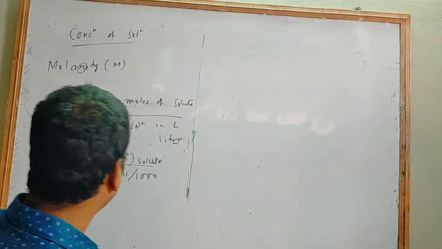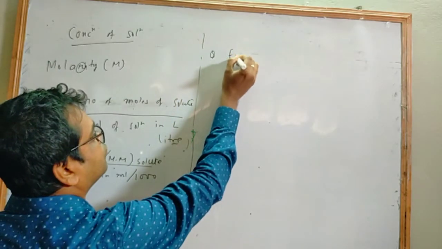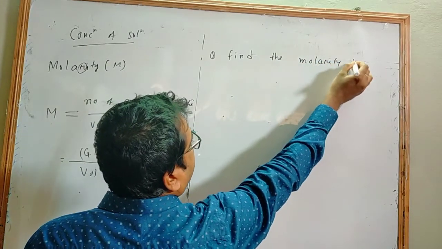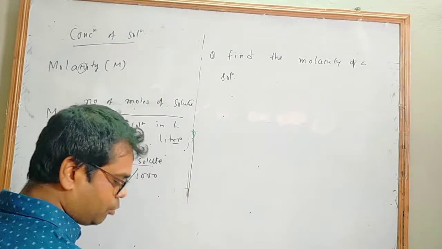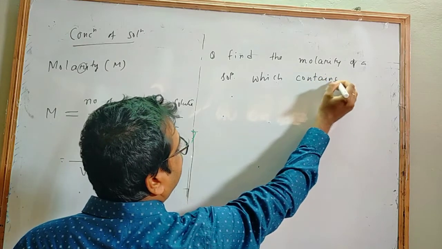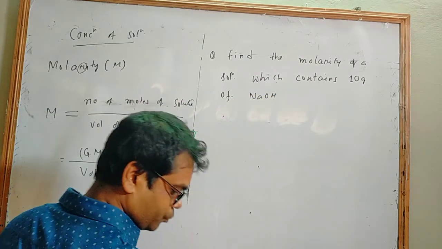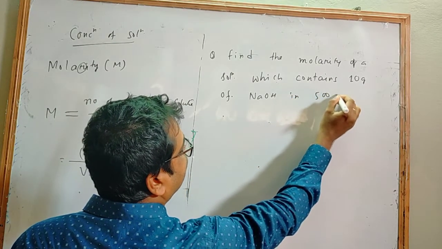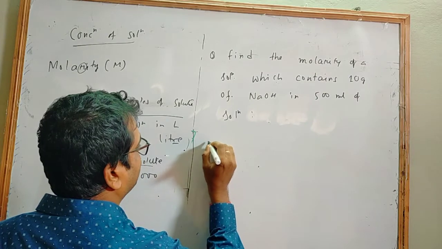So based on that, we have to solve one problem. Find the molarity of a solution which contains 10 grams of NaOH in 500 ml of solution. Answer.